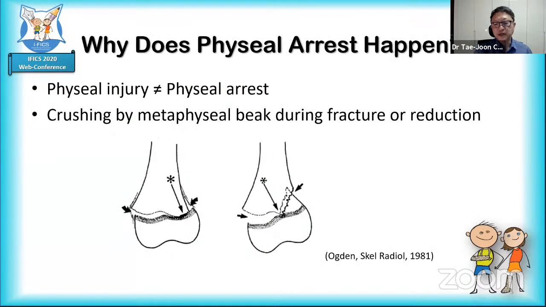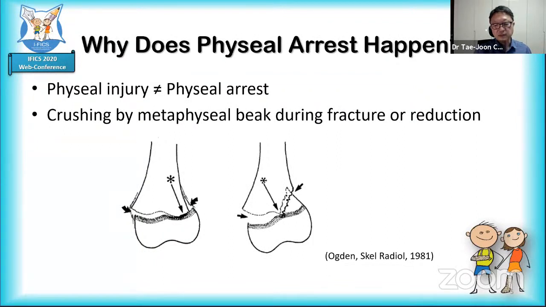Then why does physeal arrest happen in some cases of physeal injury? Here, I'd like to stress that we have to differentiate two terms, physeal injury and physeal arrest. Physeal injury is a traumatic condition that involves the physis. On the other hand, physeal arrest is a condition in which a whole or certain part of the physis has lost its growing capability as a sequela of physeal injury. So not all physeal injuries result in physeal arrest.